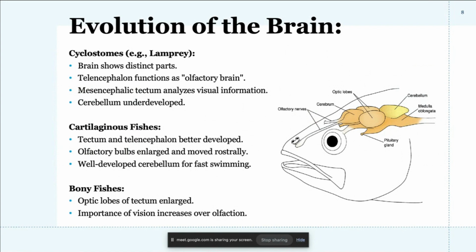Then the bony fish have optic lobes of the tectum, which become enlarged, meaning that their sense of vision is going to be better, okay? And their sense of vision is going to overtake the level of olfaction. So the sense of vision is basically going to be better than their sense of smell.